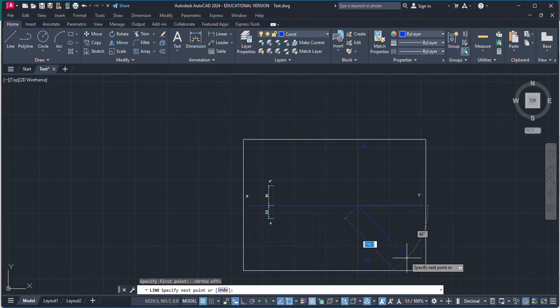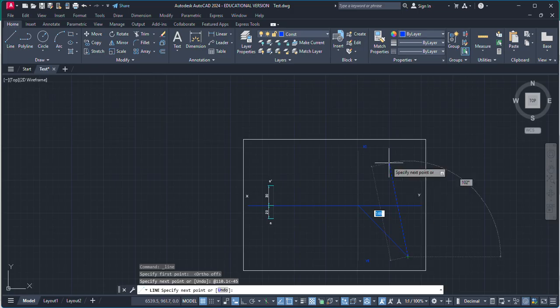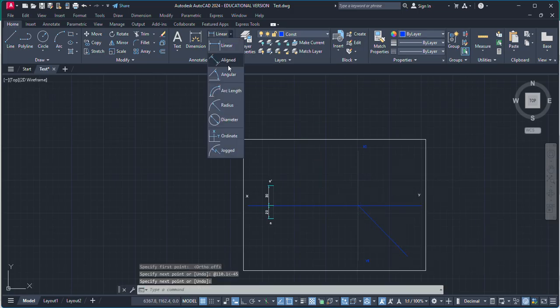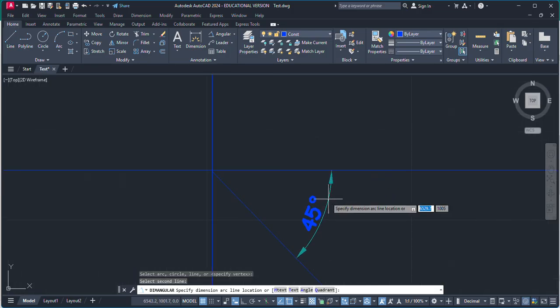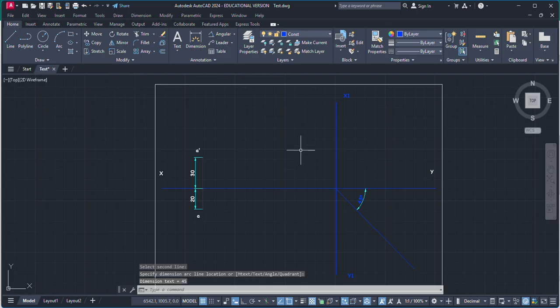So like this, just stretch it a bit and press shift at the rate, length, keep it, tab, angle should be minus 45. It is in the clockwise direction, that is why we are using minus 45. Okay, now you can check whether it is at 45 or not. Click here. So this line is at 45 degree.